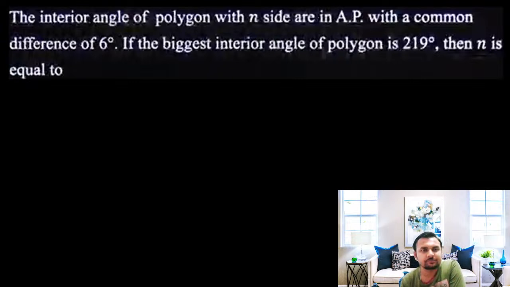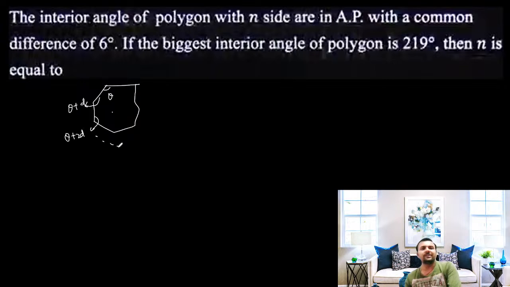The interior angles of a polygon of n sides. So n-sided polygons are there. This is a good question of AP-GP. The interior angles of the n-sided polygon are in AP. If the first is theta, the next is theta plus d, then theta plus 2d, and so on, with a common difference 6. If the largest angle is 219, this is the largest angle, 219.